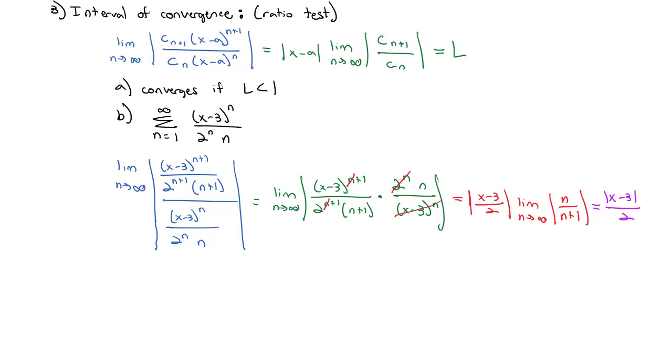Well, we want to know when this converges. If it's true that this only converges if this limit is less than 1, then what we can do is say that the absolute value of x minus 3 over 2 is less than 1 and solve this resulting inequality. Multiplying by 2 tells us the absolute value of x minus 3 is less than 2.